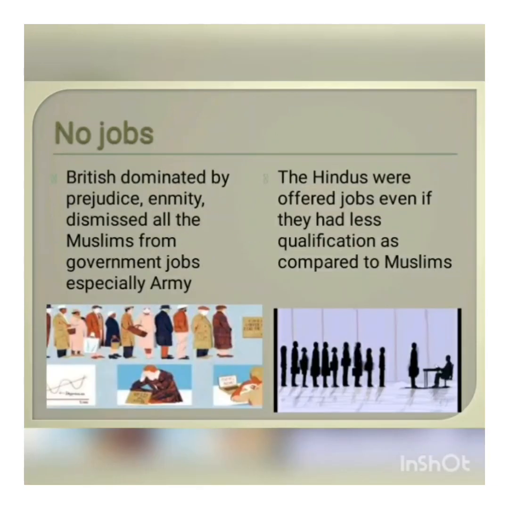The very first one is no jobs. The British, dominated by prejudice and enmity, dismissed all the Muslims from government jobs, especially from the army. Muslims, being qualified, were not given jobs; rather, Hindus who were less qualified were given jobs at better positions. So Muslims suffered unemployment, and this was one of the factors they faced a crisis situation.